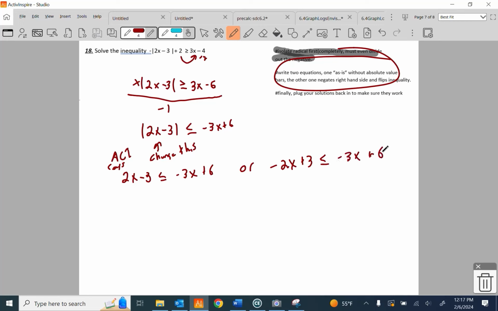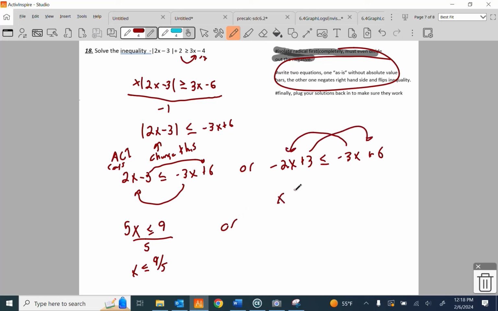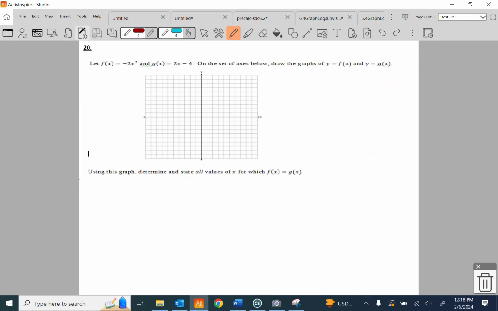And then you solve, and you just do basic algebra. I mean, you move that guy over there. 2x plus 3x is 5x. 6 plus 3 is 9. Divide out the 5. X is less than or equal to 9/5. Or, same technique, -2x plus 3x is x. 6 minus 3 is 3. So, 2 answers. And that's 18. You are supposed to plug in and make sure they work. I'm confident moving forward in my life.